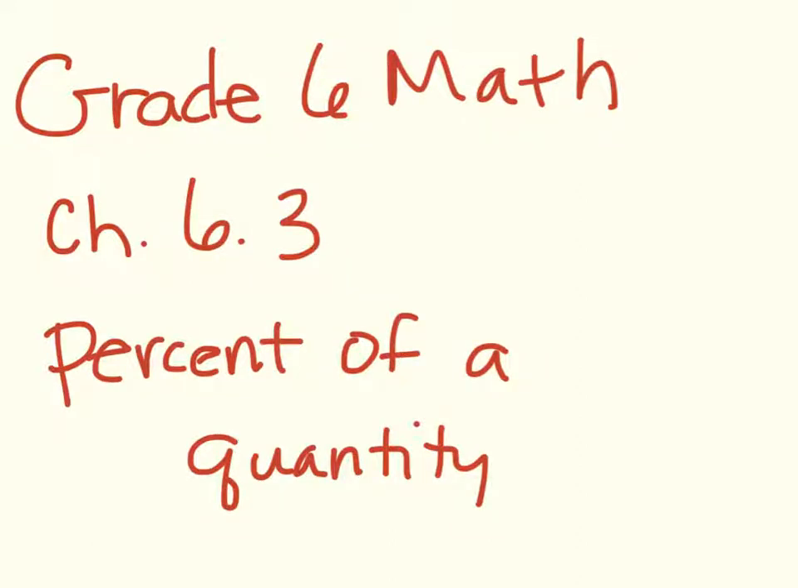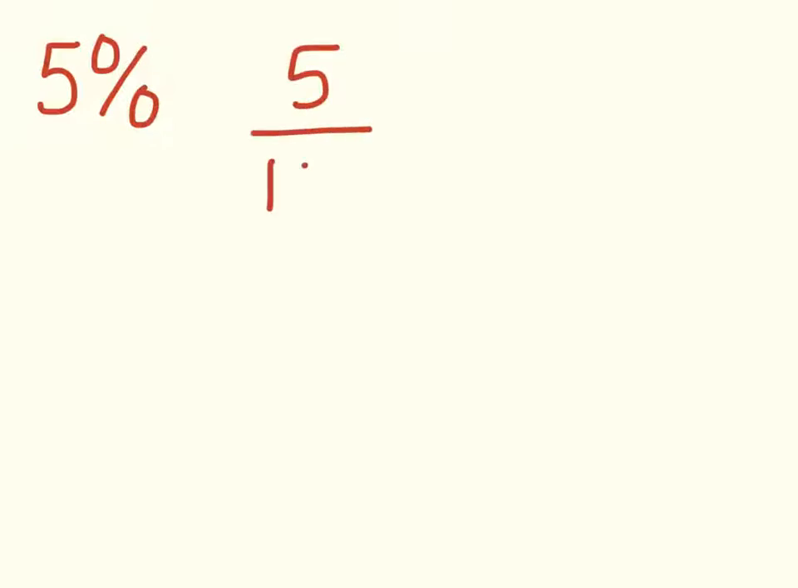This is chapter 6.3, percent of a quantity. In this chapter, we'll learn how to find the percent of a number. For example, 5% represents 5 units out of 100 units. So let's say we have 100 bananas. 5% of the bananas would represent 5 bananas, correct?